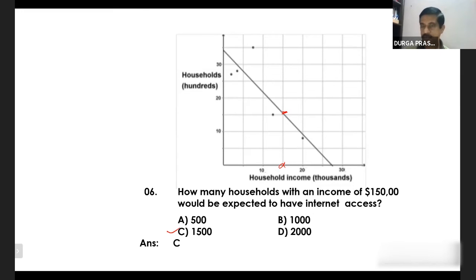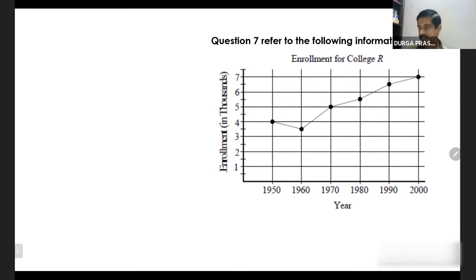Okay, so let us go to the next question. Questions refer to the following information. So this data is given. Here he has mentioned years. Every one box, if you take, it is showing 10 years. So the first one should be 1940.